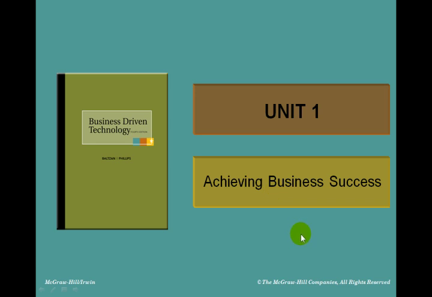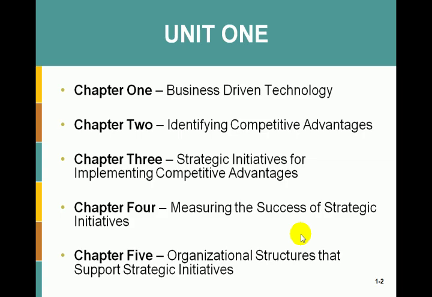Let's look at Chapter 1 from the textbook, which is part of Unit 1, and we're going to describe what information technology is and its relationship to an organization. Chapter 2 will discuss the use of IT for competitive advantage, and Chapter 3 discusses three or four strategic initiatives currently used by a lot of enterprises. Chapter 4 discusses how we measure the success of those IT strategic initiatives. And Chapter 5 describes the organizational structure that allows us to use information technology effectively.